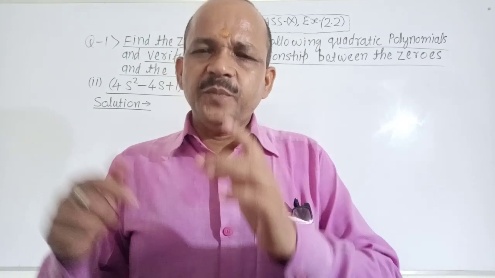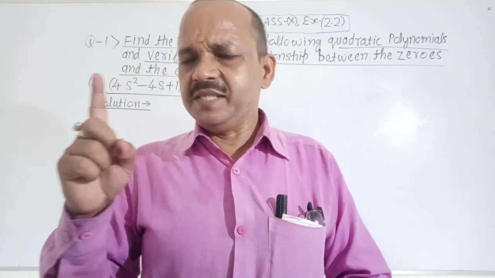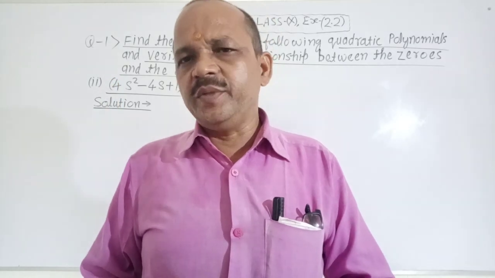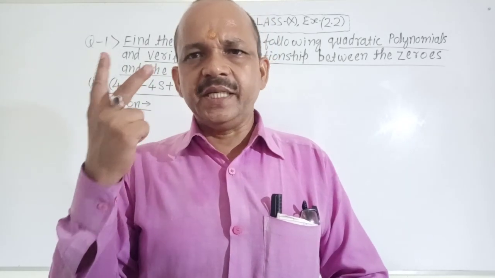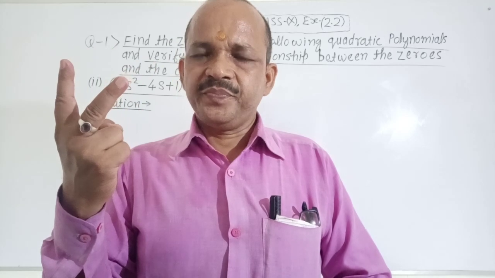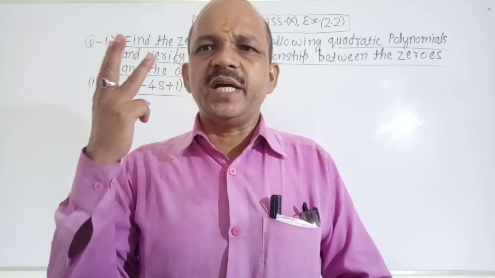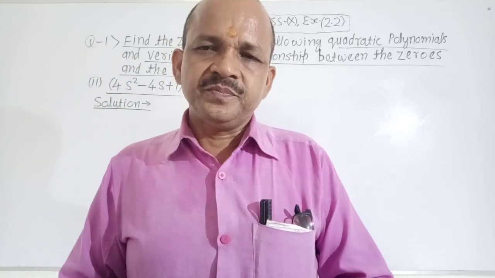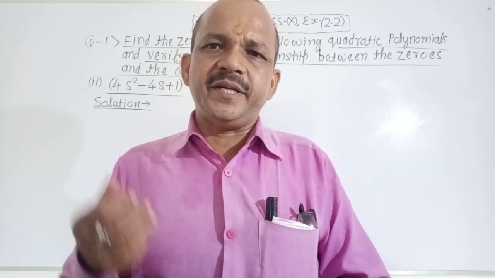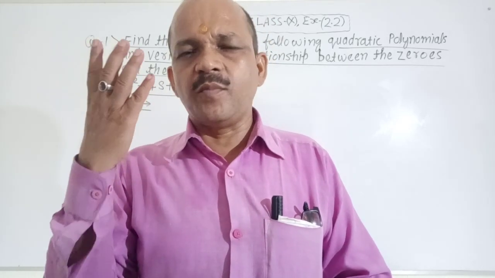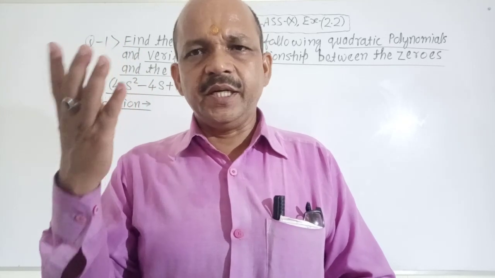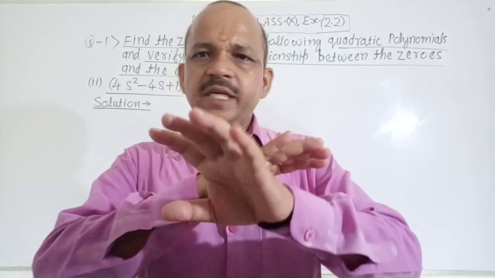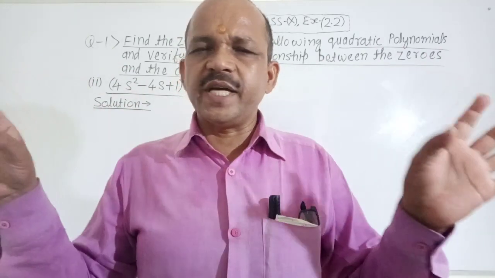The degree of a linear polynomial is 1. It means it has 1 zero. The degree of a quadratic polynomial is 2. It means it has 2 zeros. The degree of a cubic polynomial is 3. It means it has 3 zeros. The degree of a biquadratic polynomial is 4 or more than 4. It means it has 4 or more than 4 zeros. It is clear, no confusion about it.